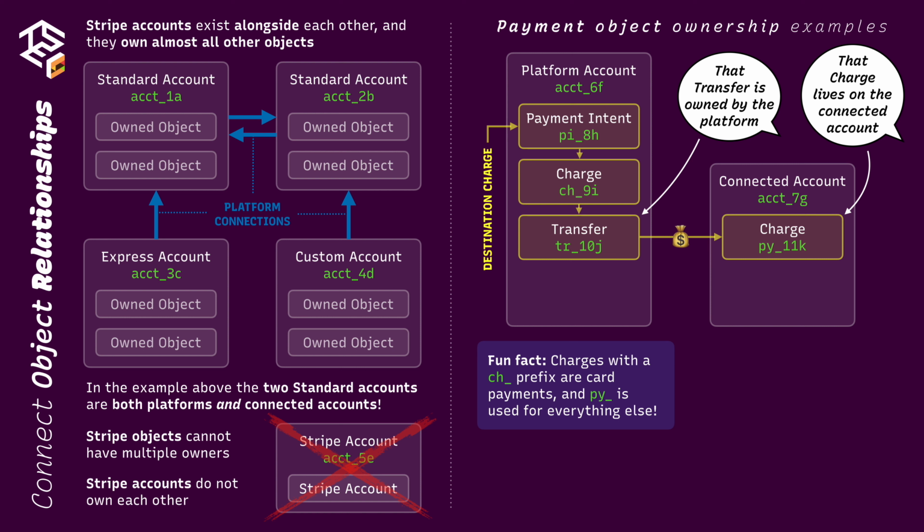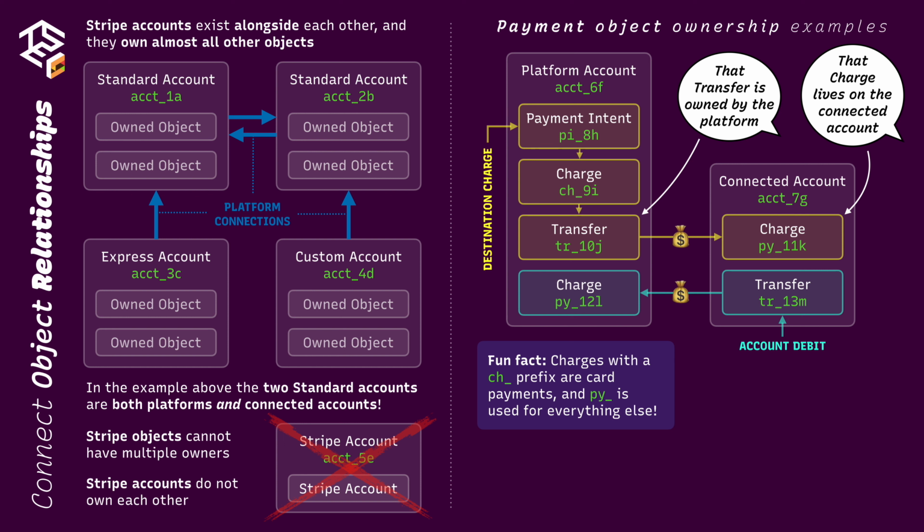Going back to our destination charge example, now we have 3 objects owned by the platform account, and 1 object owned by the connected account. Given this example, you might be thinking that objects like transfers always exist on the platform, but that is not the case. Most Stripe object types can exist on any account, be it a platform, connected, or standalone account. For example, let's look at an account debit involving these same accounts. An account debit reverses the normal flow of funds with money moving from the connected account to the platform. In this scenario, a transfer is created on the connected account and a charge is created on the platform.